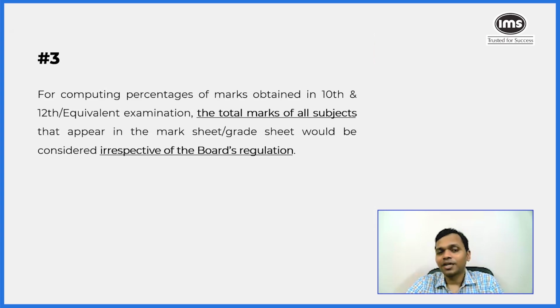The third mistake that can happen is the calculation of your 10th and 12th percentage. Different boards have different systems of awarding the final percentage. It could be, let's say you have 6 subjects, but only 5 subjects are considered for giving your percentage. But you're not supposed to do that when you're entering it in the CAT form. So whatever subjects that you have on the mark sheet, you have to take total of all those subjects, and that is supposed to be entered on the CAT form.